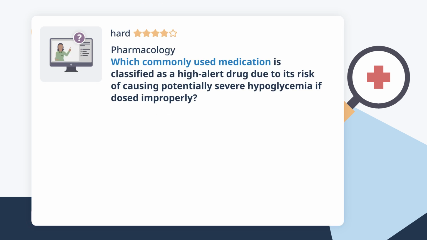Which commonly used medication is classified as a high alert drug due to its risk of causing potentially severe hypoglycemia if dosed improperly?